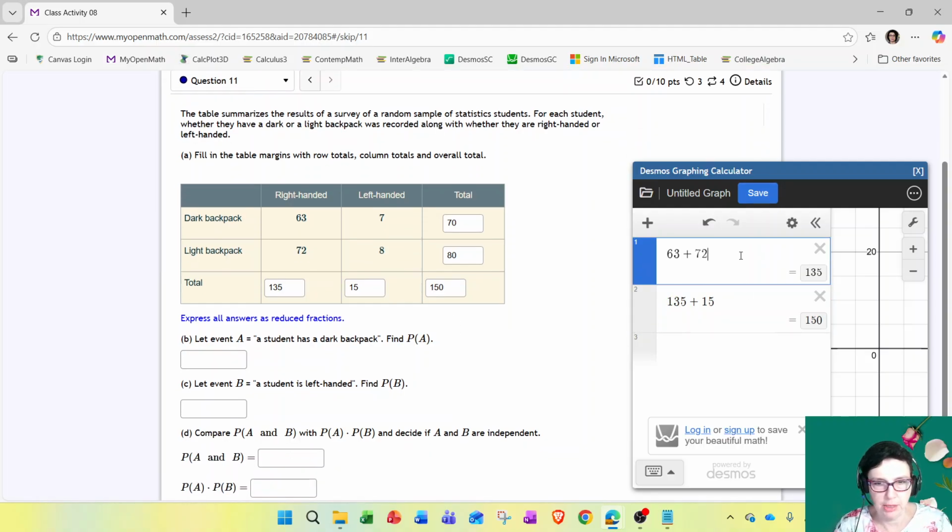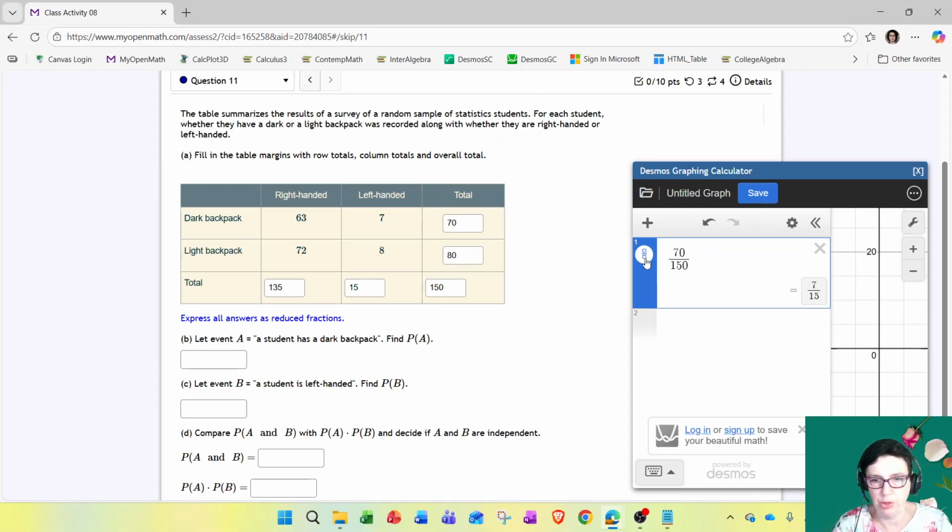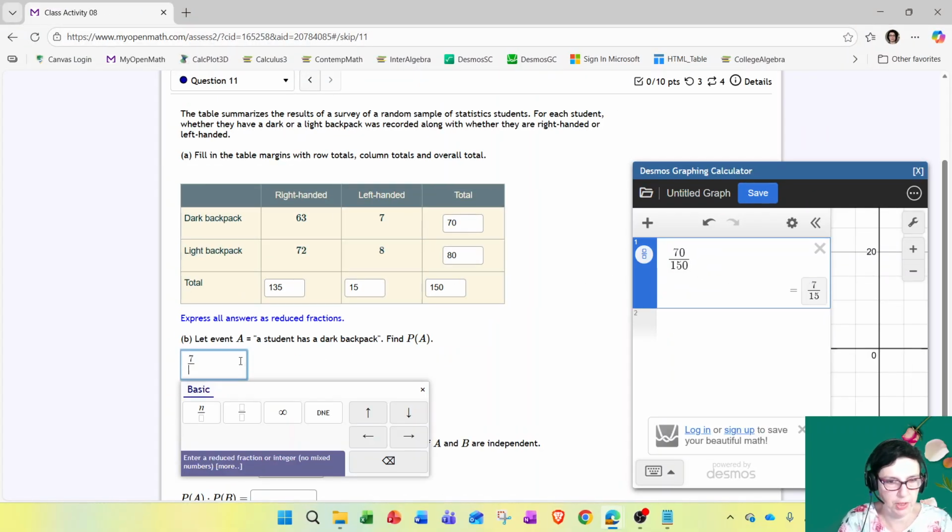All right, so the next thing we're going to do is take a look at the event A. A student has a dark backpack. Okay, so that would be just favorable over total. Total number of students who have a dark backpack is 70 divided by the grand total in the table. So that would be 70 over 150. However, the answer here should be as a reduced fraction. So don't forget to click on the fraction to reduce it. So that would be 7 over 15.